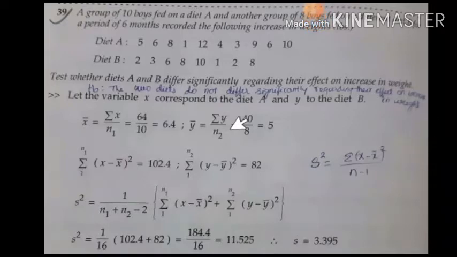Friends, today we study some more problems on student T distribution. But these type of problems are different from what we have studied in the last class.